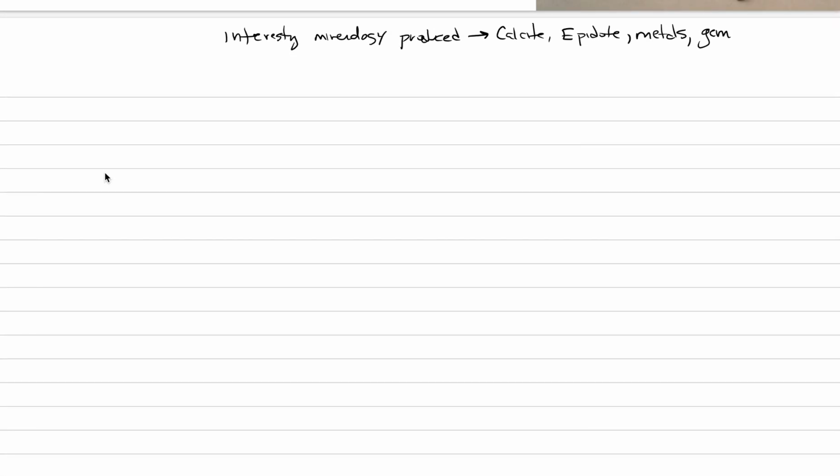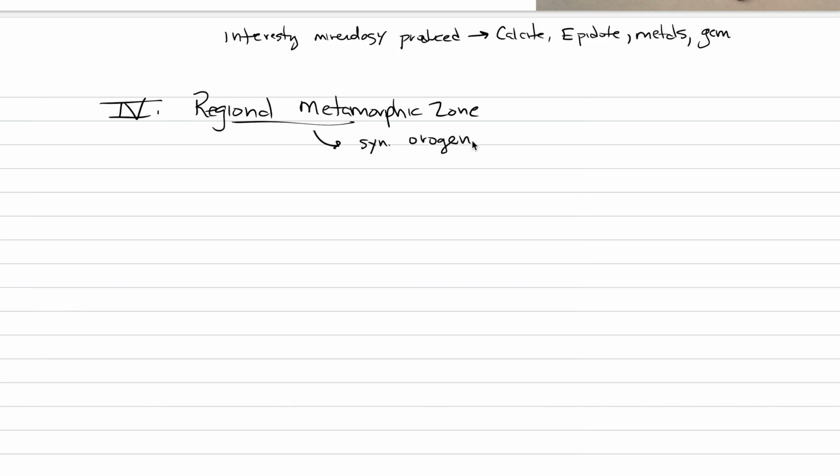Let's go into the next type of zones, and these are called regional metamorphic zones. There's a number of these types. This is kind of the crux of metamorphic petrology, is to understand regional metamorphic zones. Anytime we use the word regional metamorphism, that is a synonym for orogenesis. And orogenesis is not the formation of ores, it's instead mountain building. All right, so these are all synonyms with each other.